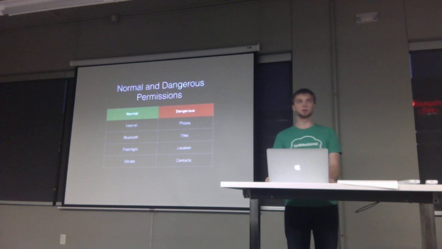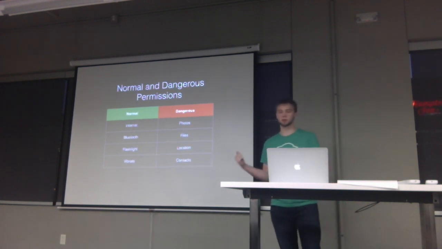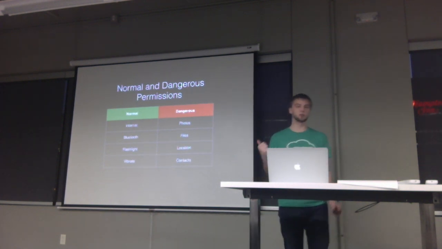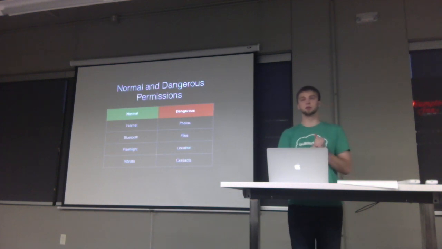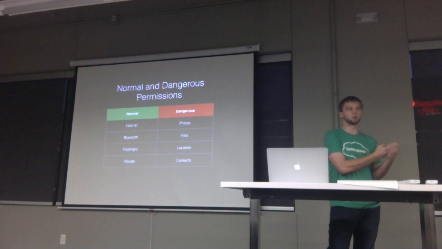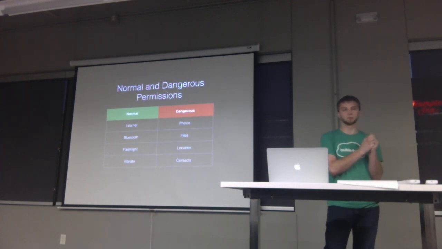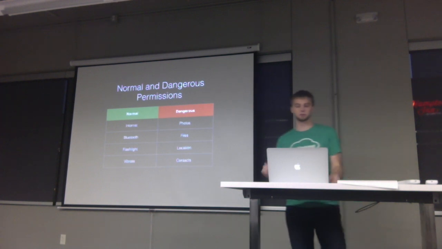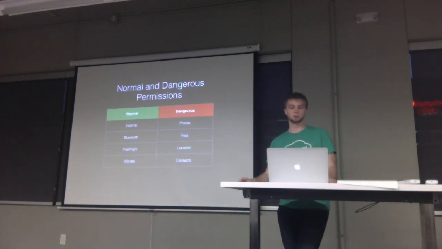So the difference here is with something like internet, on iOS you can say which apps can use 3G, 4G. I don't think you can do that on Android. I have yet to find a way. Somebody can correct me if I'm wrong there. So you can't necessarily control everything as a user, just the dangerous permissions.